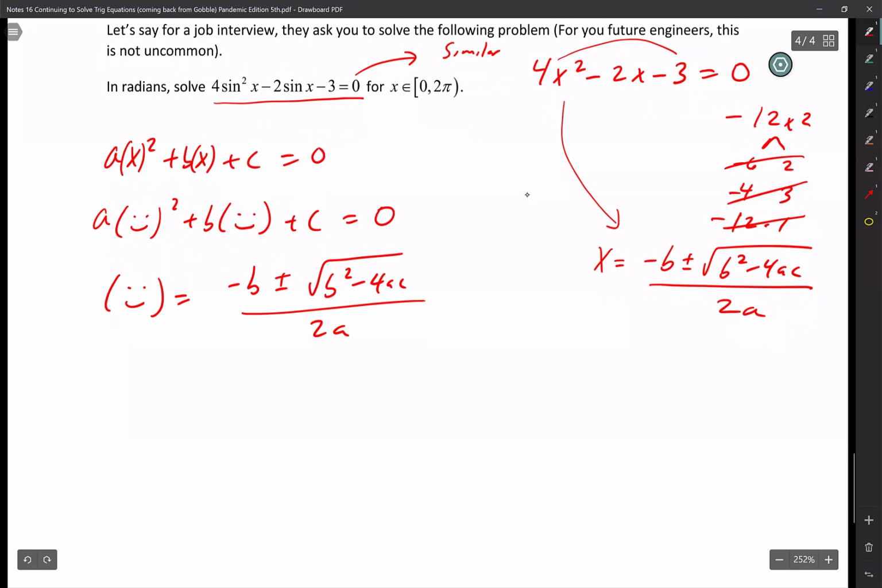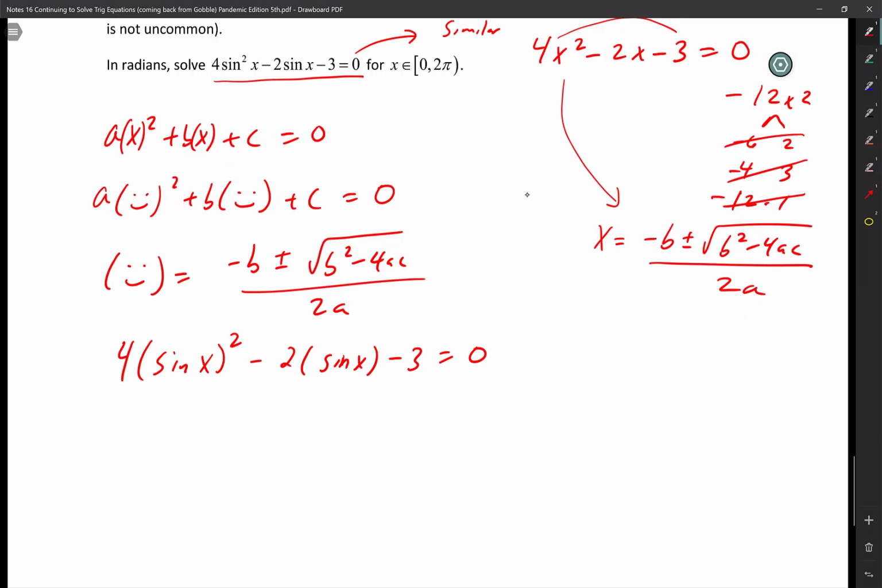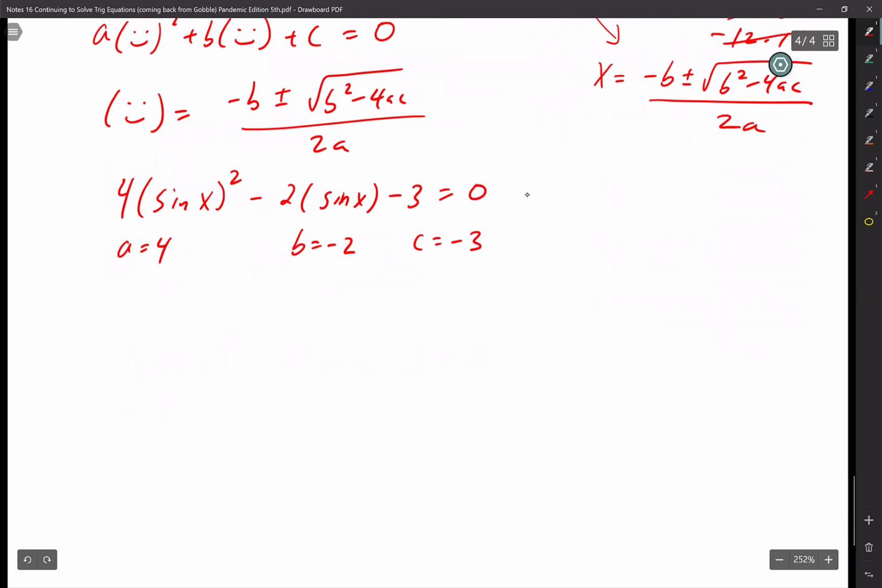So here we go. I'm going to write 4 in parentheses so you guys can see that it's in quadratic form, minus 2, minus 3 equals 0. It's in quadratic form. A is 4. B is negative 2. C is negative 3. I'm going to insert that into the quadratic equation.